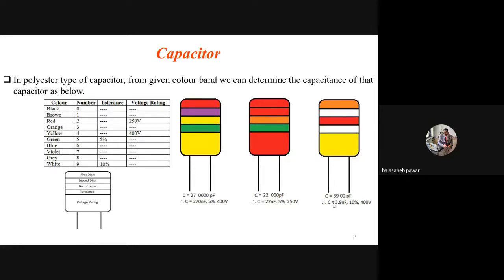Separately for the capacitor, you will observe the same sequence: black, brown, red, orange, yellow, green, blue, violet, gray, and white, and assigned numbers are from 0 to 9. The only things you have to remember are the tolerance and voltage rating. For such capacitors, the tolerance is either only 5% or 10%, and that tolerance band is either a green band or a white band. Similarly, these capacitors are available with two voltage ratings, either 250 volts or 400 volts. Okay, we'll check how it is to be determined.